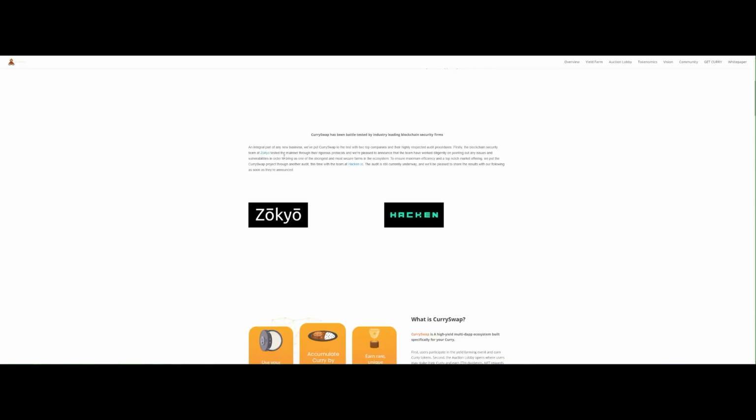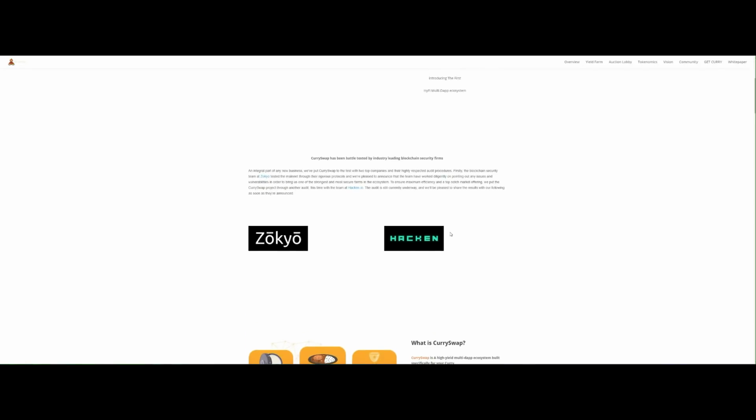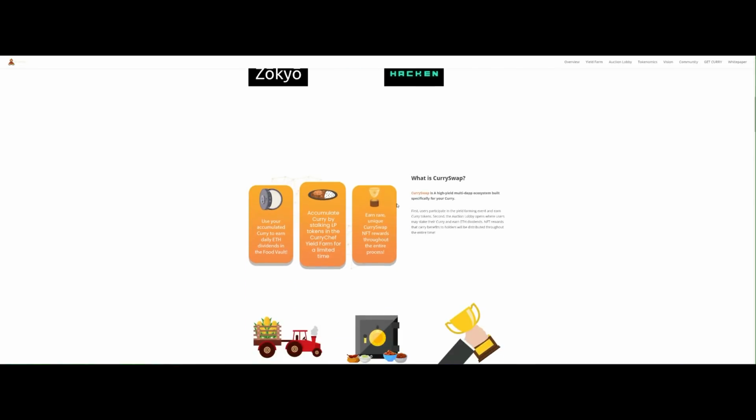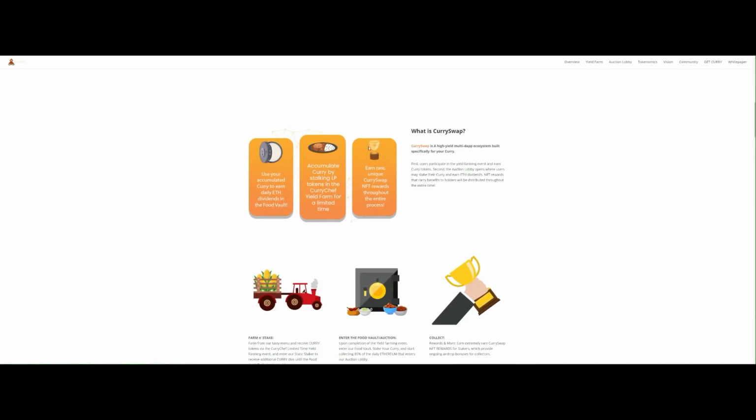As you guys can see here, the blockchain security team at Zokio, that's one of the biggest ones, guys, tested the mainnet through their rigorous protocols, and they actually came out positive. They came out to see that nothing can be done. And again, another time it was audited by Hacken, and guys, same results. So awesome, awesome stuff. Let's get into the details, guys.